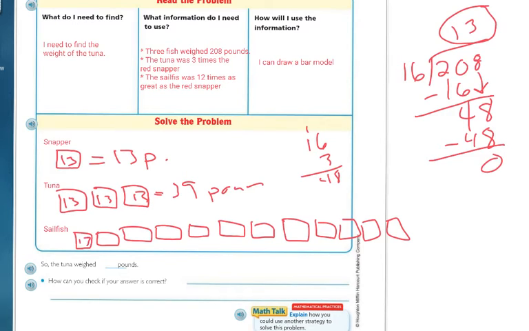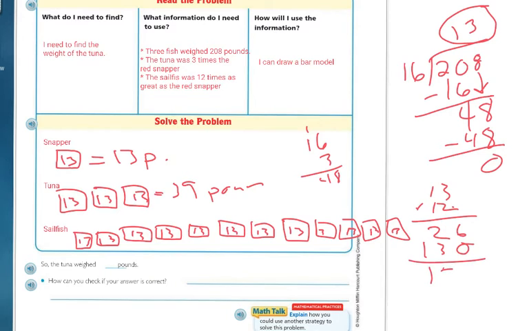And then the sailfish is 13 plus 13 plus 13. It's 13, 12 times, or 12 times 13, right? So 12 times 13. 3 times 2 is 6. 2 times 1 is 2. Put my 0. 3 times 1 is 3. 1 times 1 is 1. I get 156. So my sailfish is 156 pounds.